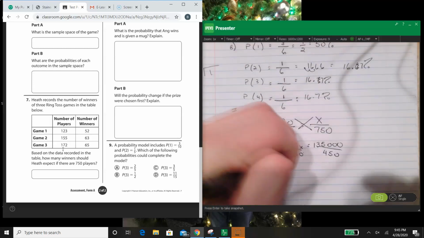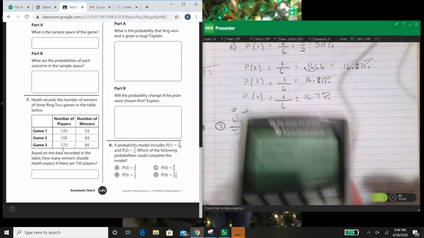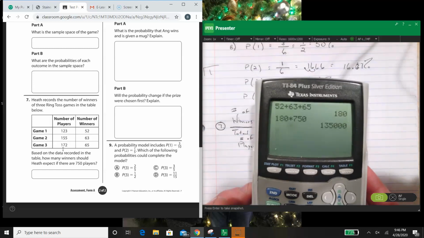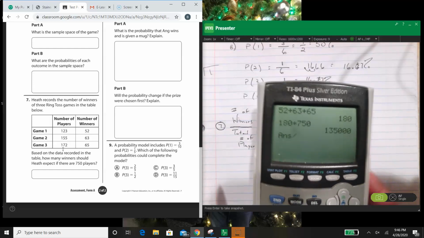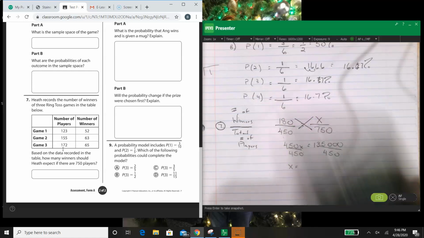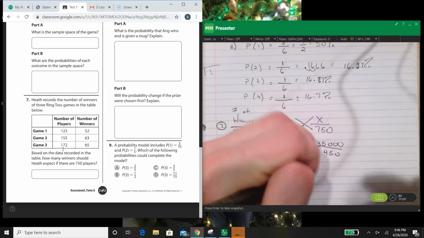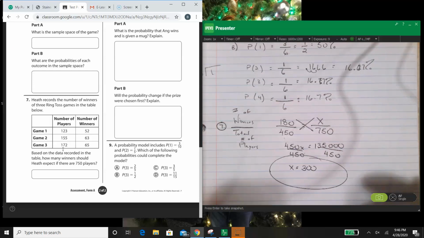So I divide X. Remember, X stands for how many winners out of 750. So if I take that 135,000, and I divide it by 450, it's going to give me 300. So about how many winners were there? There was about 300 winners.